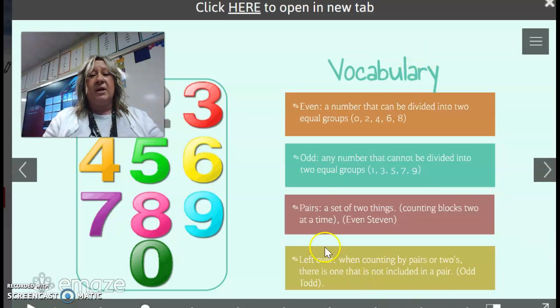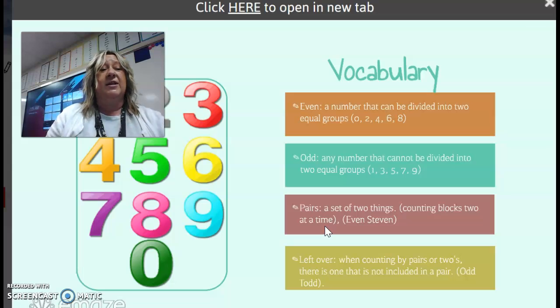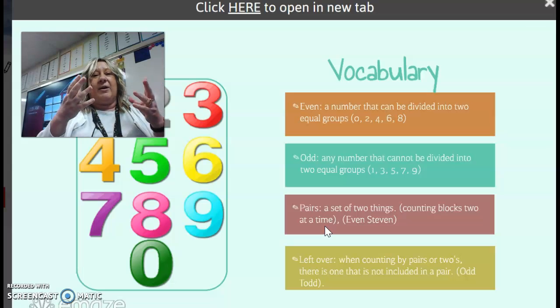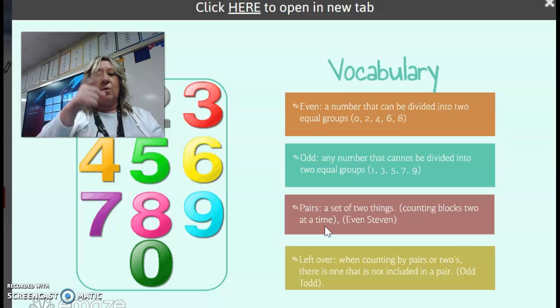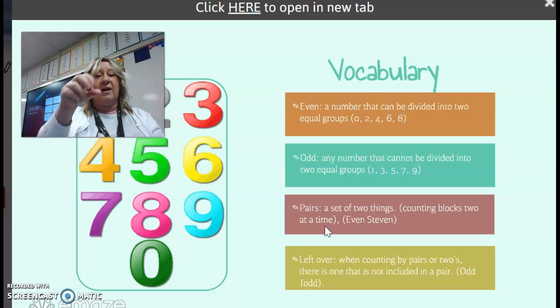Okay? This word here, it's called pairs. It's a set of 2 things. Counting blocks 2 at a time. And that's like it refers to Even Steven in the book. So 2 at a time. Like when you have a big group, instead of counting 1, 2, 3, you can count 2, 4, 6. So you count 2 and grab 2 every time.